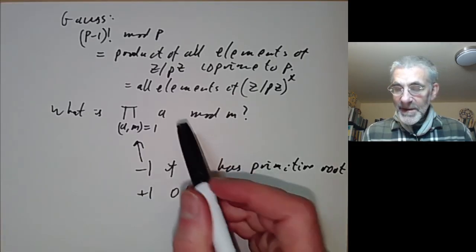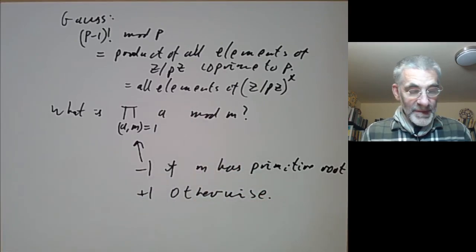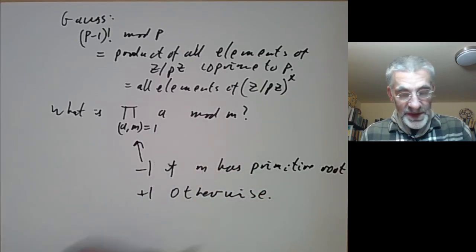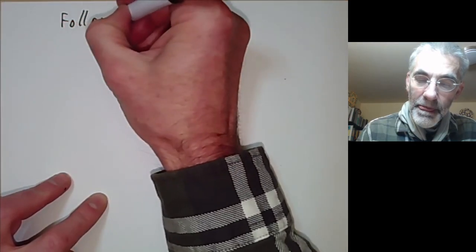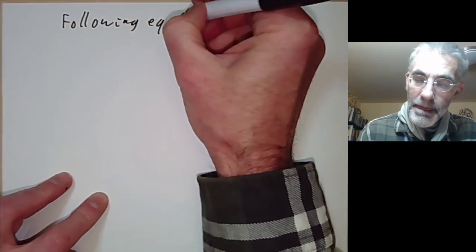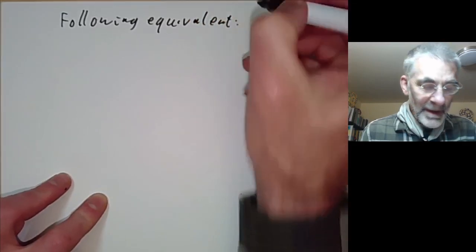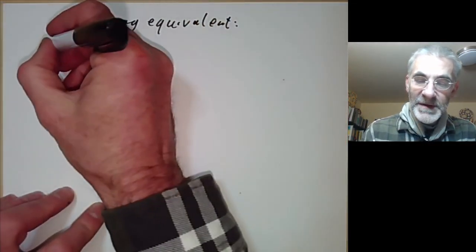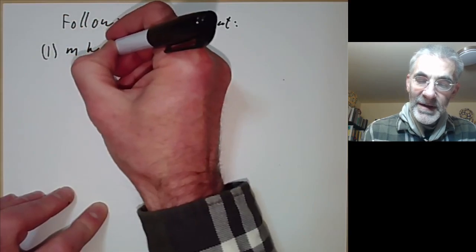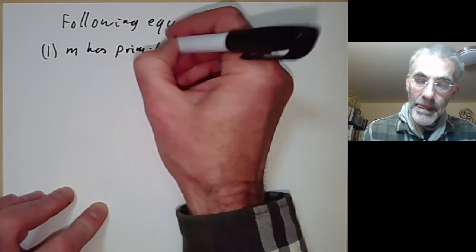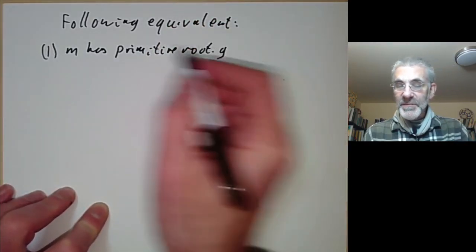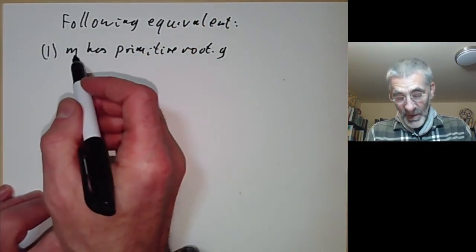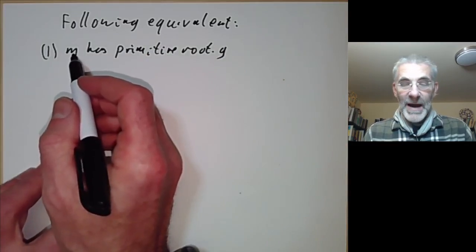In fact, this is a special case of several equivalences for a number, so the following are equivalent. So there are several conditions that are equivalent. First of all, M has a primitive root. So that means a number G whose powers are all the residue classes modulo M with inverses.